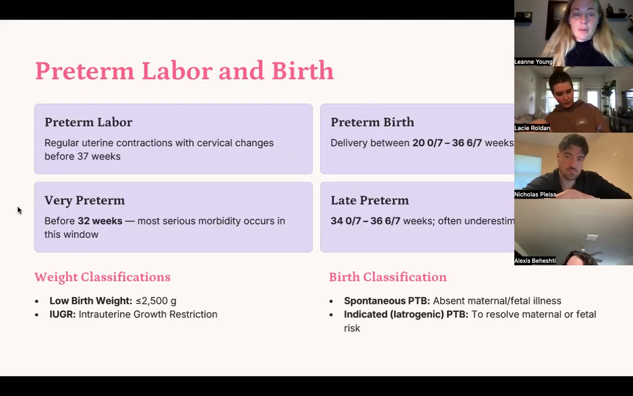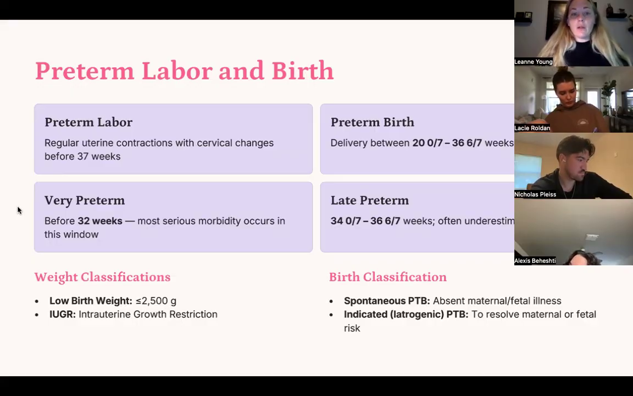Very preterm delivery would be any baby that is born before 32 weeks. This is when we see a lot of serious complications. This is when our morbidity rates are increased. This is when it's a little bit harder. We see increased NICU stays. We see prolonged hospitalization for both mom and baby. And this is a little bit more serious of a time frame.